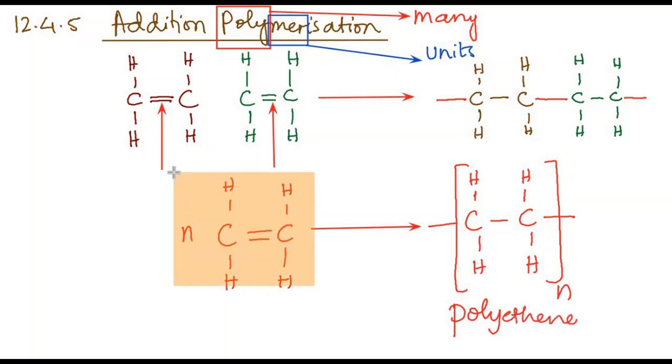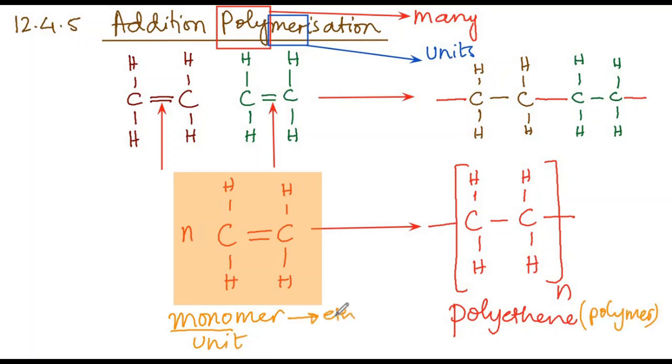So over here we can see that this molecule, the ethene, is called a monomer. The word mono means one and mer means unit. So the monomer of this polymer is ethene. After the name of the monomer, the polymer is called polyethene, meaning many ethenes combined together.